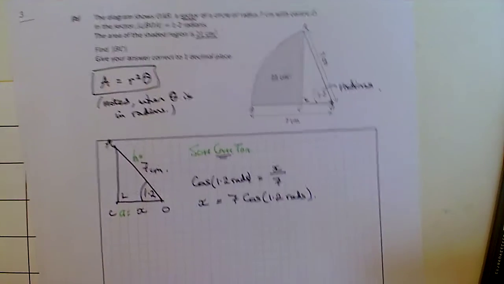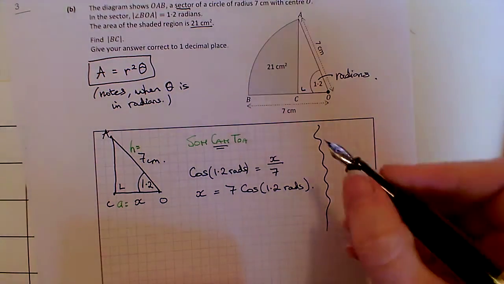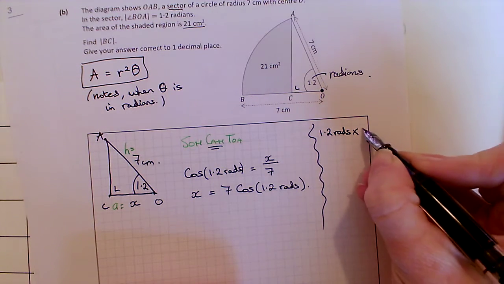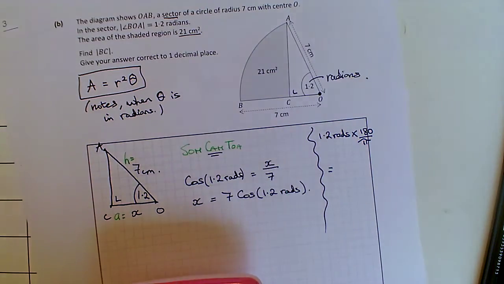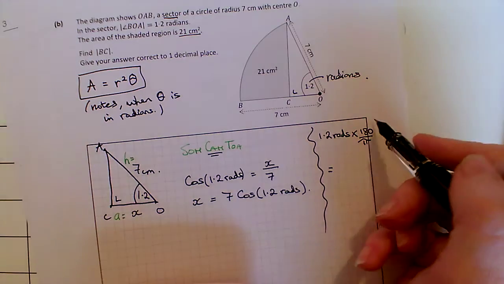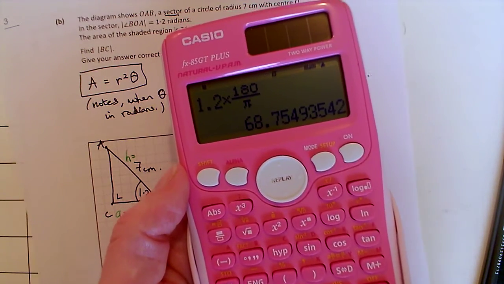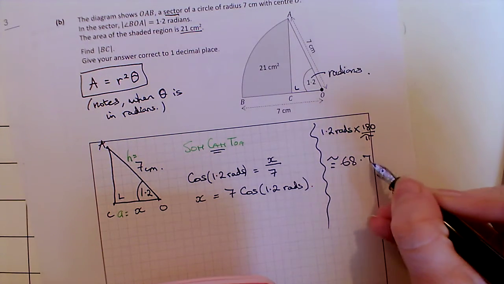You can go and change the 1.2 radians to degrees. That's probably the easiest way to do this, but let me show you how to do it without changing it. So 1.2 radians, and what do I multiply by? 180 over pi. So remember, when we're going from degrees to radians, we multiply by pi over 180. When I'm going from radians to degrees, I multiply by 180 over pi. So that will give me 68.75 degrees, approximately. 2 decimal places is enough.